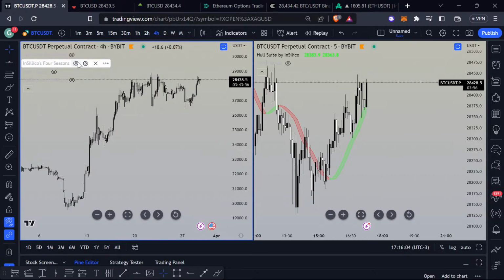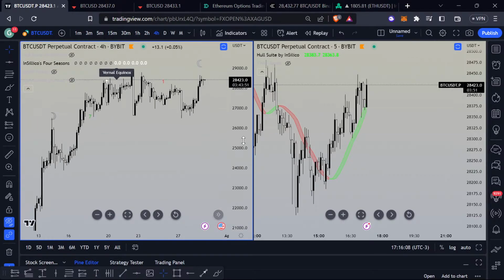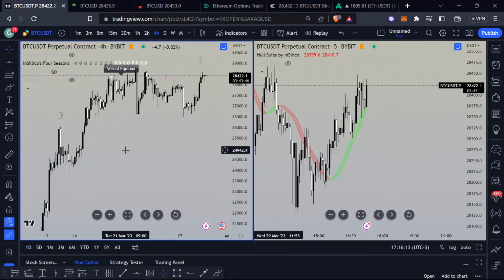And then finally, I also use the moon. Yes, this one is yet another indicator from Insilico. All of these are free, absolutely free. You don't have to pay anything for that.